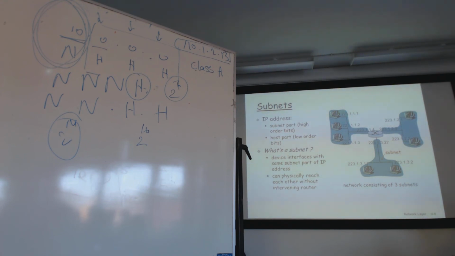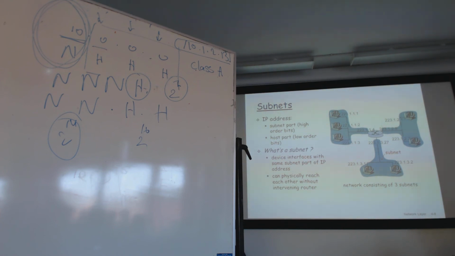How do I know a subnet? Devices and interfaces with the same subnet part of an IP address are in the same subnet, and can physically reach each other without intervening routers. The router will jump from one subnet towards the other. So in other words, these are three subnets.